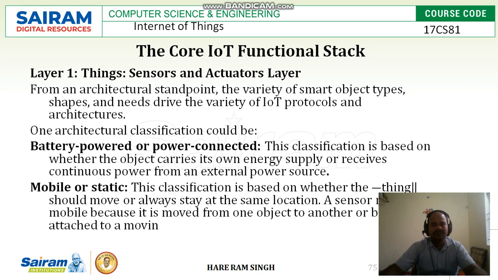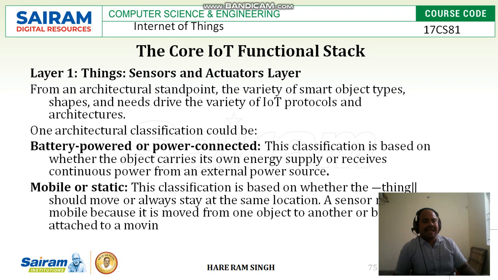Another criterion to divide the things is whether it is mobile or static. Whatever things are connected with the IoT network can be either mobile or static. Mobile means movable. Suppose your mobile, laptop, tab, they are movable things. They can be transported from one place to another place. Similarly, sensors also are movable things. It can be transported from one place to another place.